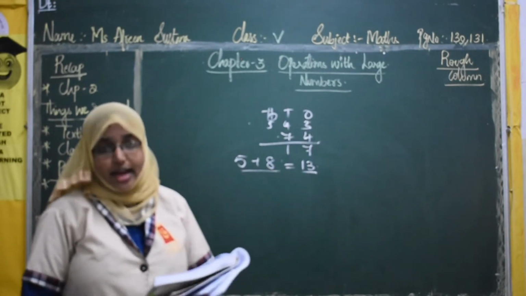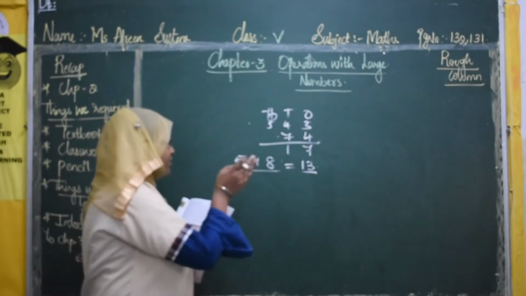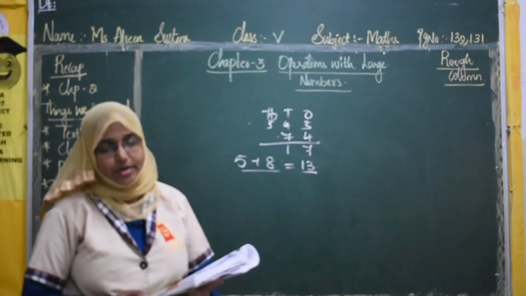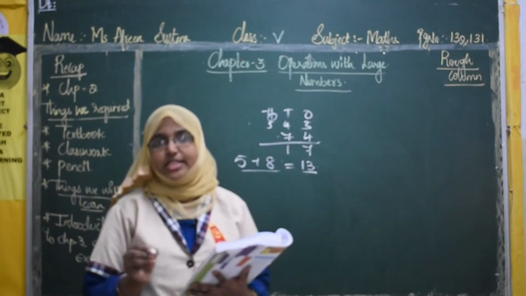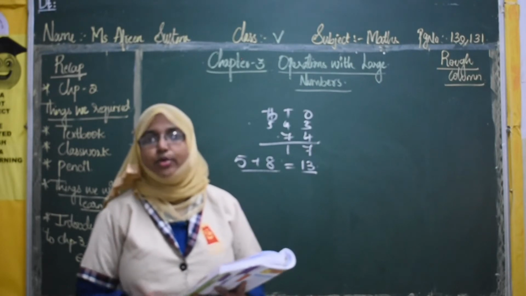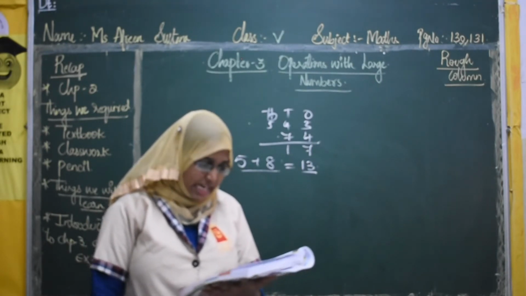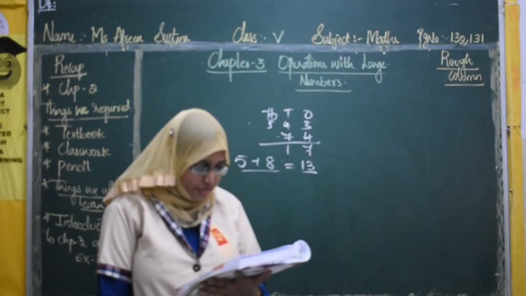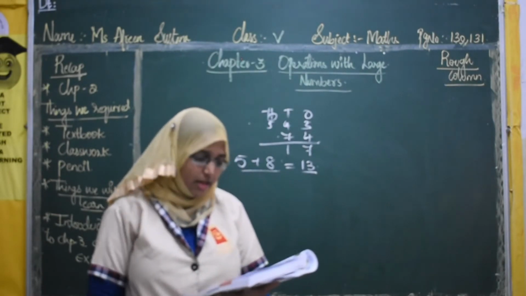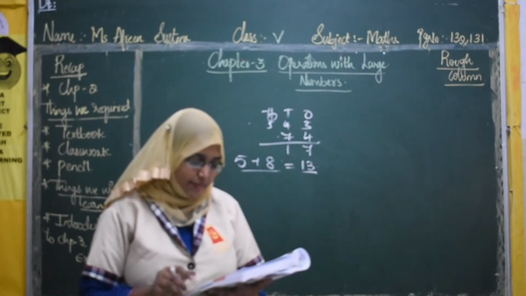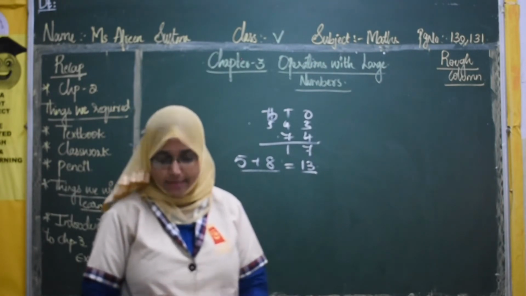This is our addition. Even if it is for small numbers or large numbers, the method is the same. Firstly we will write the place values, then we will write the digits, and then we are going to do addition. Okay, see here they have given you two examples. Firstly they have given you numbers and their place values, and then they have shown you how to do the sum, right?